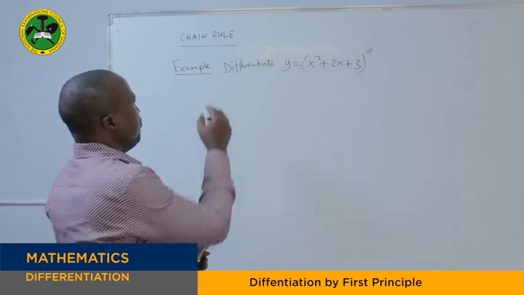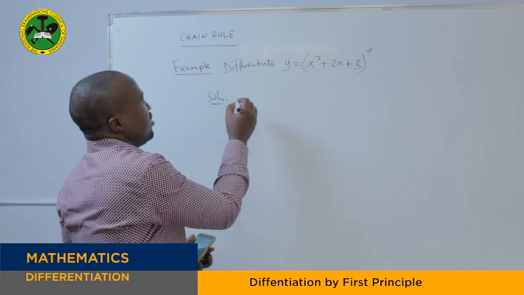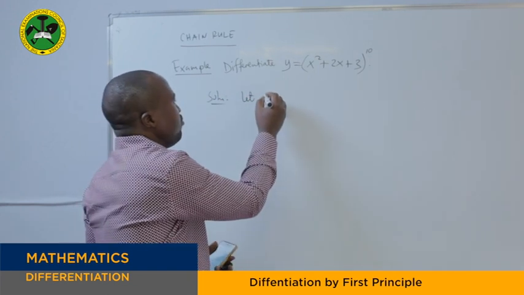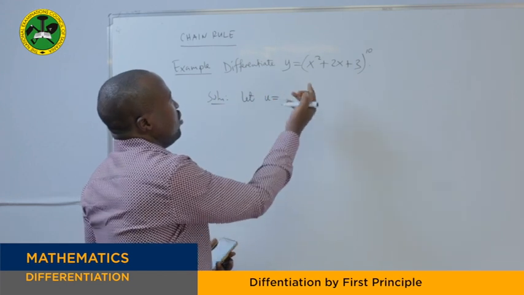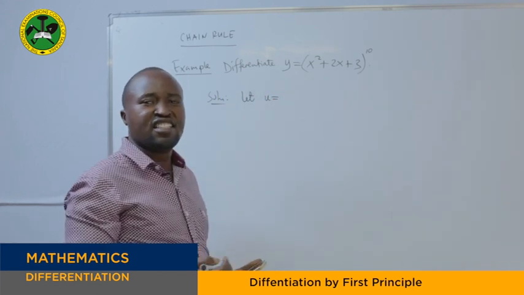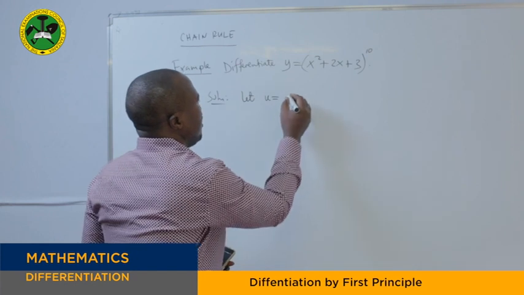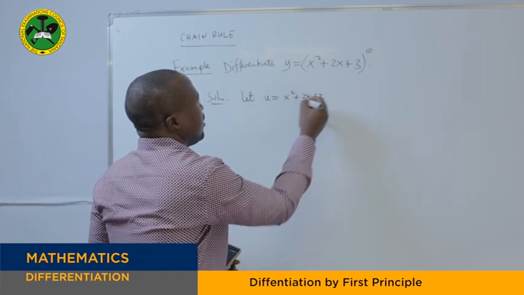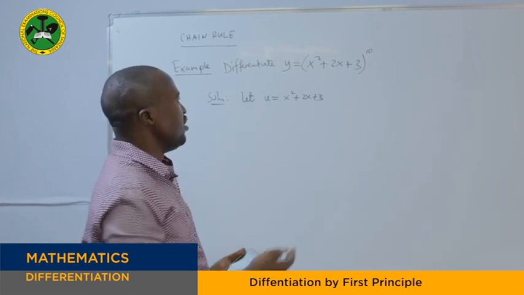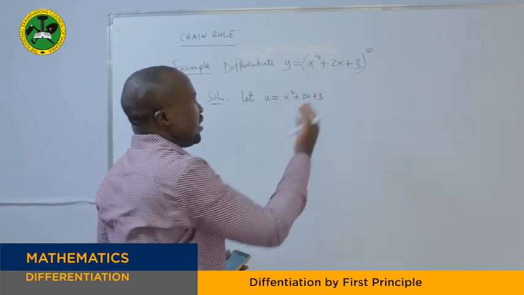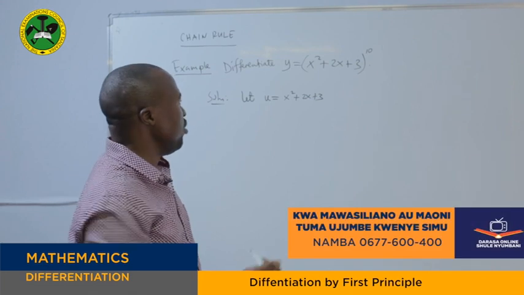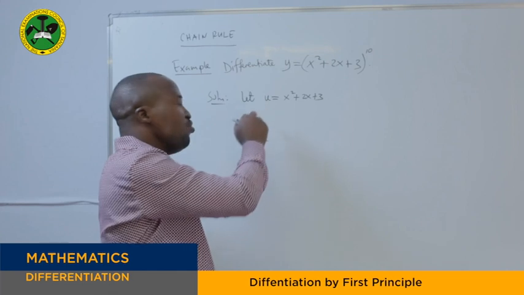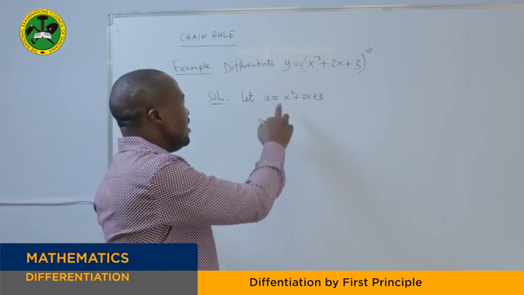Now the first step, we just let a variable u be equal to the function inside the bracket. That is x squared plus 2x plus 3. That is our first step. You just let the function inside the bracket be equal to variable u. Now, here we have two variables. The first variable is u, while the second variable is x.